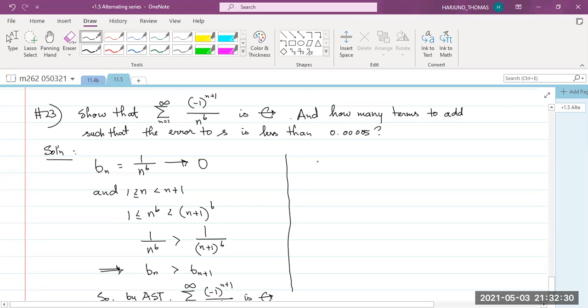But we have learned this, that the error up to the nth term is less than b sub n plus 1, right? Which we can set to be less than 0.00005. This is 1 over n plus 1 to the 6 is less than 5 over 100,000. If I do the reciprocal, n plus 1 to the 6 is greater than 20,000.